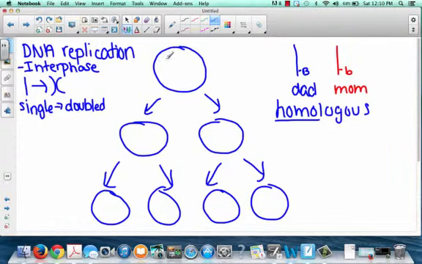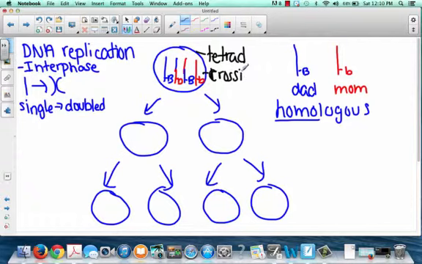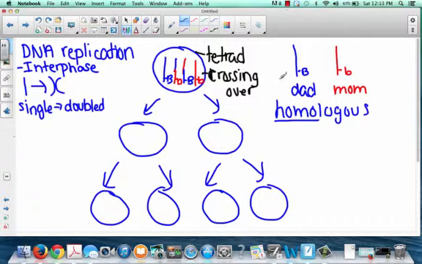Okay, so let's take your dad color and draw your dad chromosome. And the other one, remember, is half dad, half mom. The other one is half mom, half dad, and the other one is the full mom, which has the small b. Okay? We are going to label this tetrad, and we're going to label this crossing over. Okay, so now it's ready to go through the two phases of meiosis.